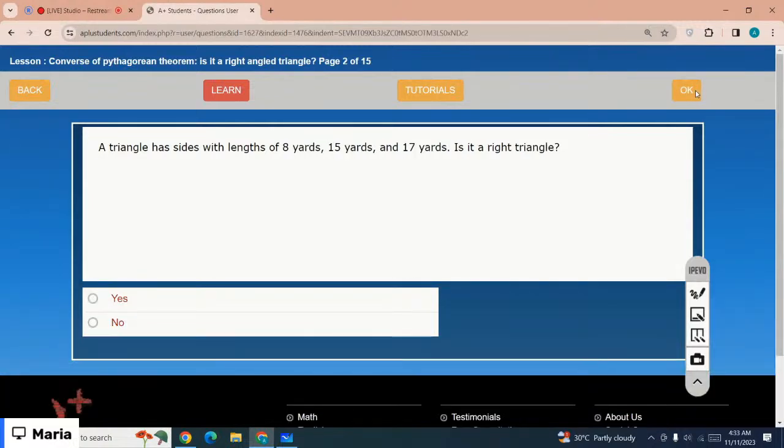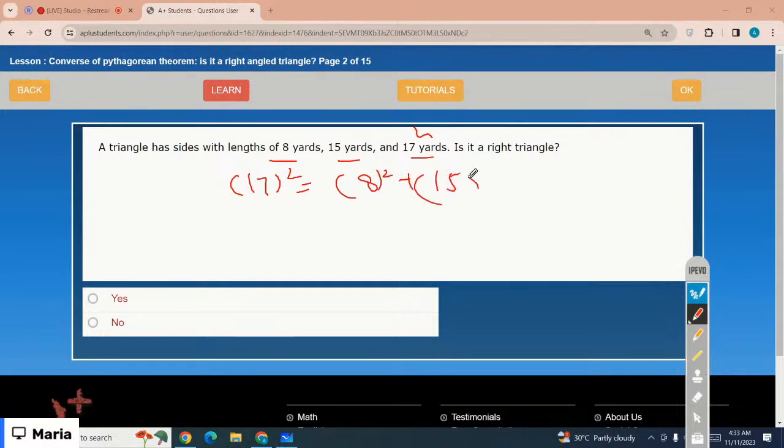Okay, a triangle has side lengths of 8 yards, 15 yards, and 17 yards, right? So that means 17 is the hypotenuse. So it would be 17 square equals 8 square plus 15 square, right? So 17 square is 289, 8 square is 64, 15 square is 225. So when you add here, you have 289 equals 289. So both sides are exactly equal. That means yes, that is a right angle triangle. Got it? The correct option is yes.